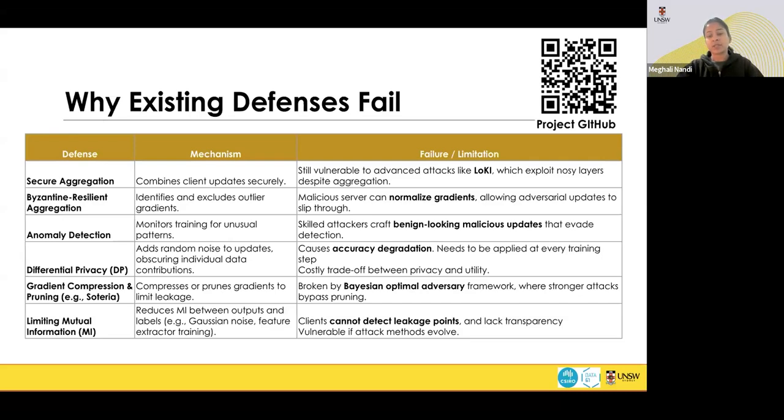Now, differential privacy is one of the defenses which will work for any kind of attack. However, this will lead to accuracy degradation because there is a costly trade-off between privacy and utility.